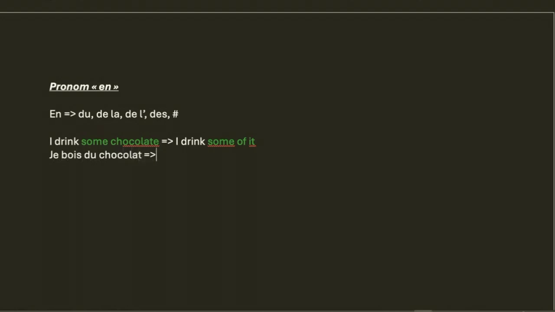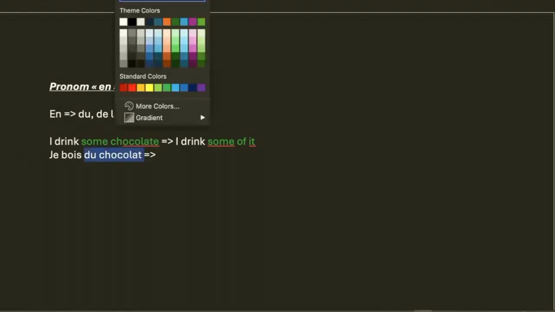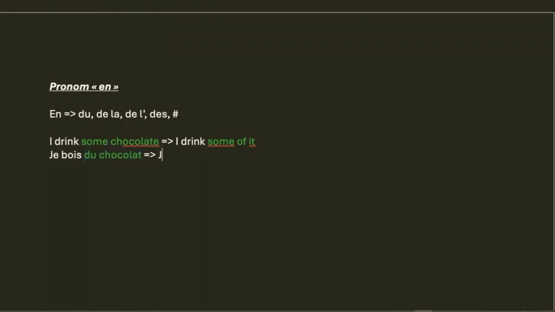Chocolat, that's going to be hot cocoa, right? So I'm going to put that in green. Du chocolat is going to be replaced by en. And look at that. J'en bois. Done. You see how easy it is? Seriously. That's it. J'en bois.